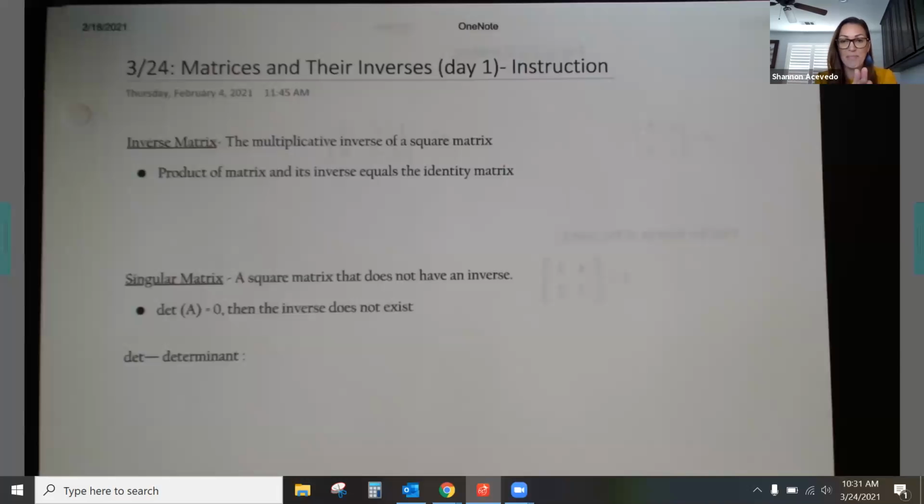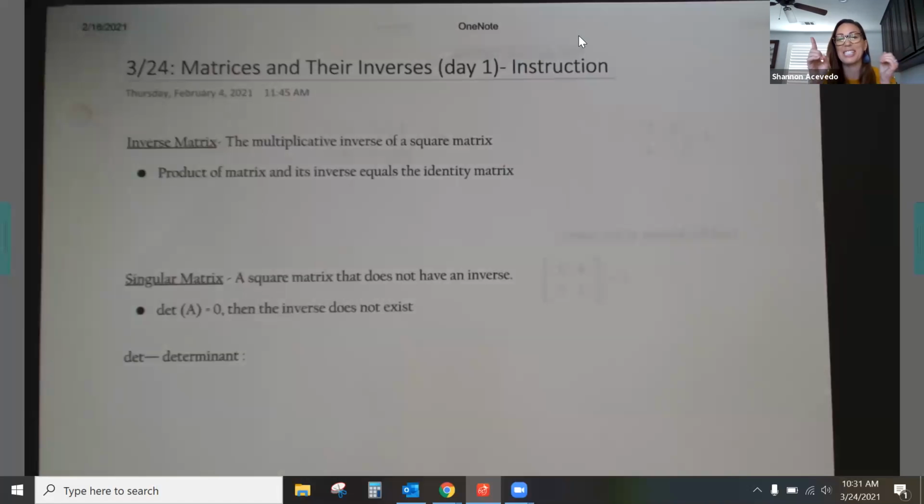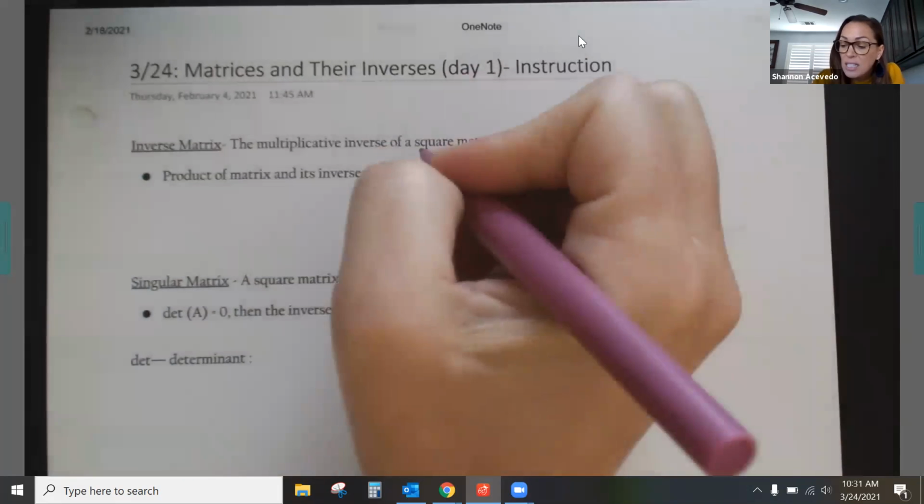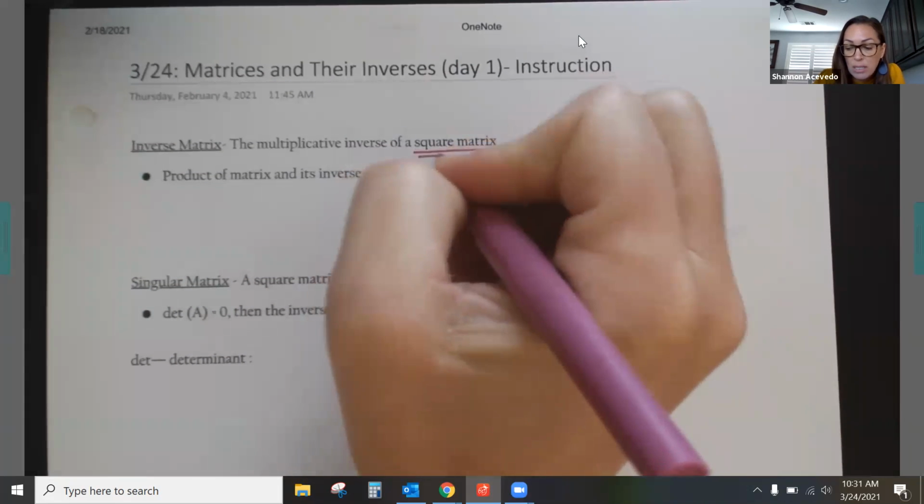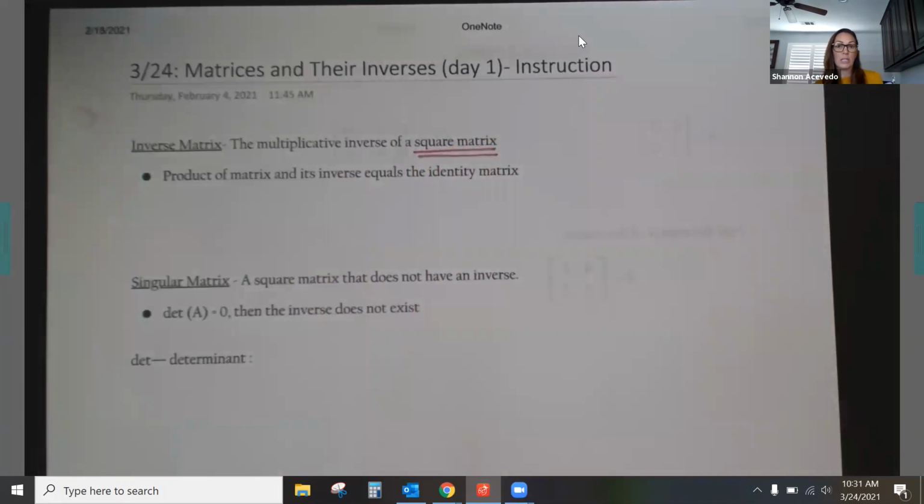Okay. Day one, matrices and their inverses. When we talk about the inverse of a matrix, something important: for it to have an inverse, it has to be a square matrix. So again, we're talking about our 2x2s, our 3x3s, 4x4s.